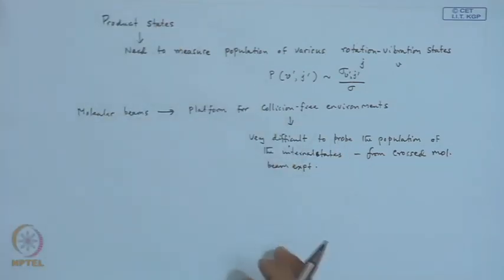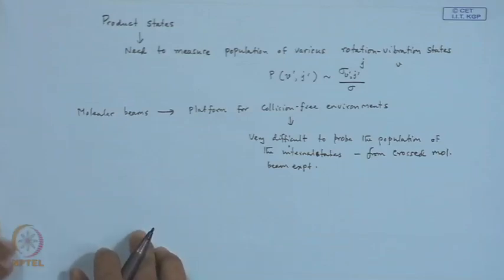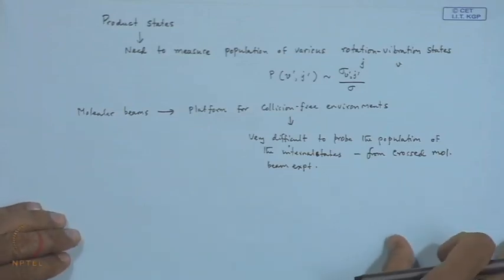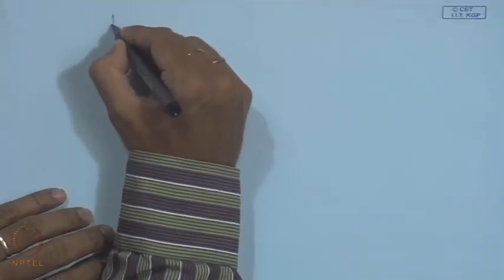So it requires other techniques by which you should be able to find out this internal state population. So other methods are like, one is infrared chemiluminescence.